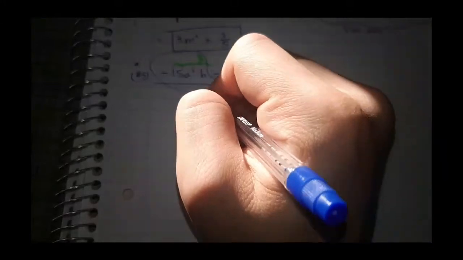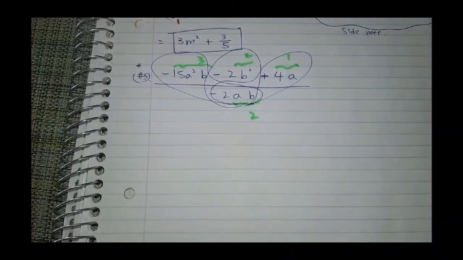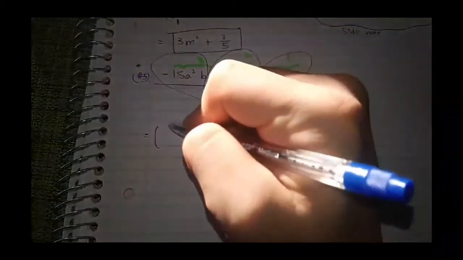But still, don't get too scared by everything that's going on in here. We're going to make it into 3 different parts. So bracket open, negative 15 a squared b over negative 2ab. Just like that.